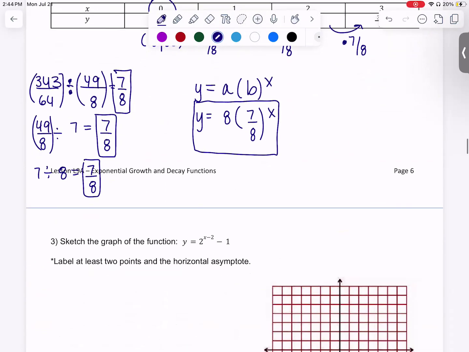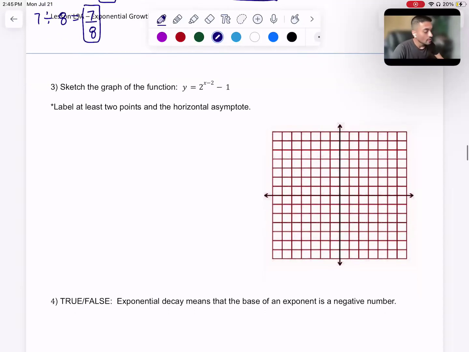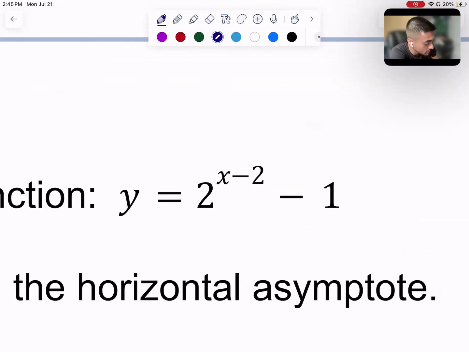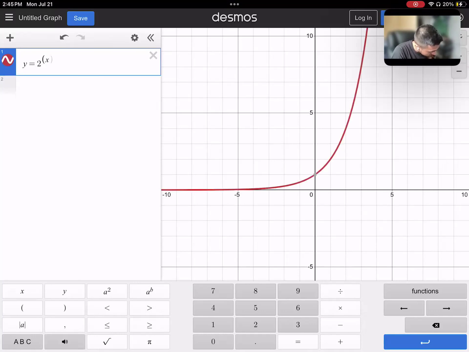Okay. Number 3, sketch the graph of the function. For number 3, type that into Desmos. The only thing is that when you're trying to type minus 2 in the exponent, it's going to force it down. You have to use parentheses when you type it into Desmos. Let me show you that. Type it in as y equals 2 to the power of parentheses x minus 2, parentheses. Then go down.